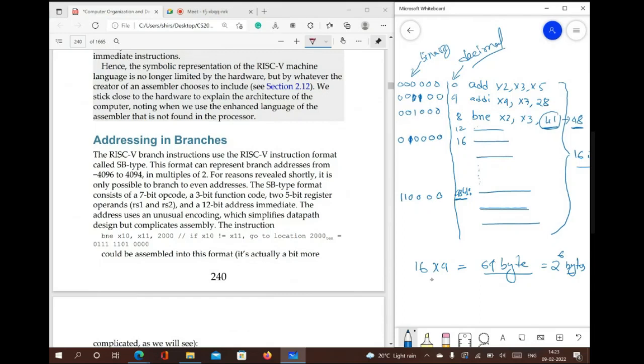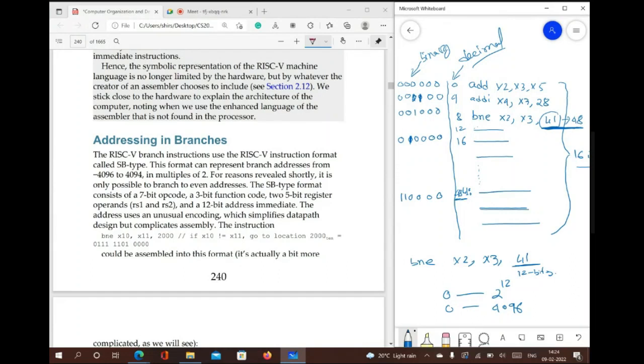Okay, so now the question here is: in a branch instruction like BNE x2 x3 L1, we have only 12 bits. So if we have only 12 bits, how many unique locations can it address? 0 to 2 to the power 12, that is 0 to 4096. So the memory location it can jump to from here, instead of L1, can be any value from 0 to 4096, not more than this.